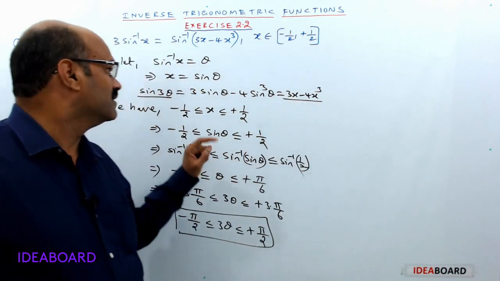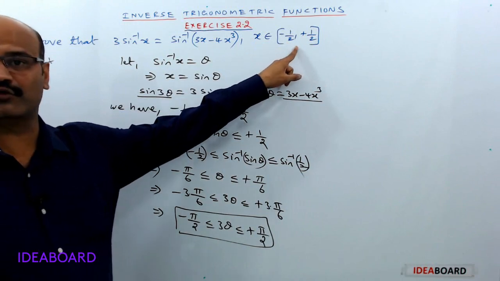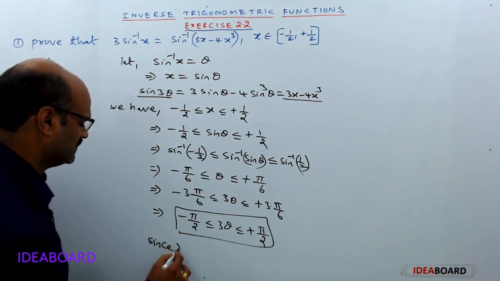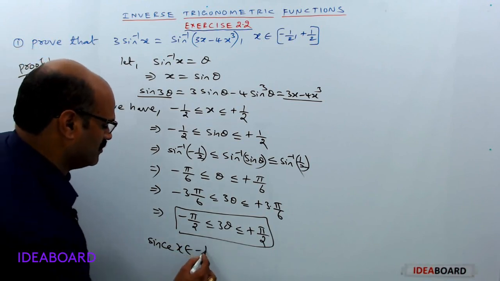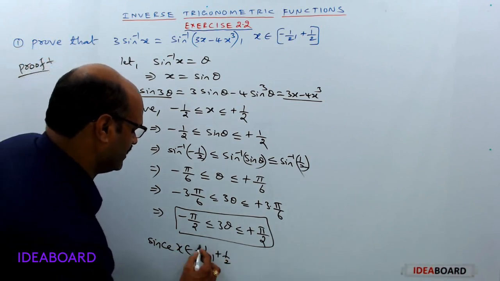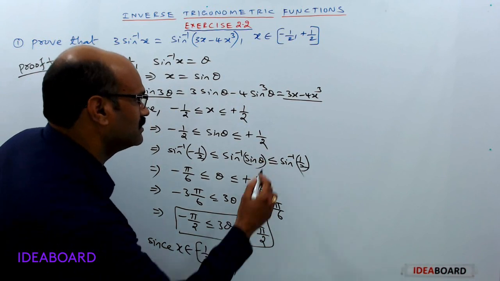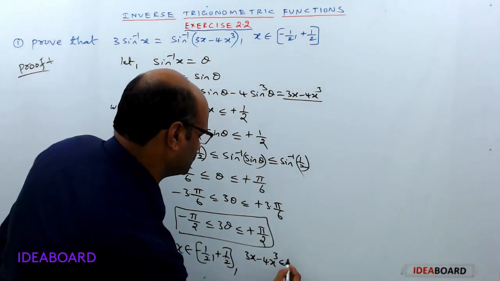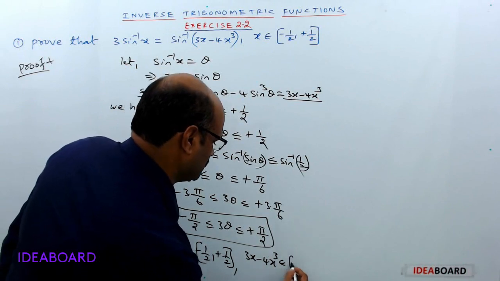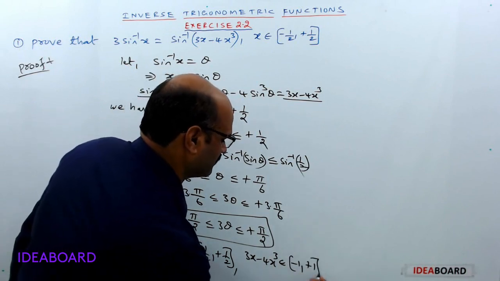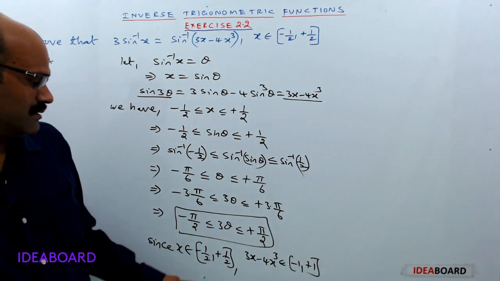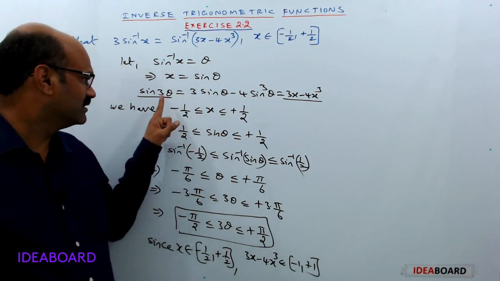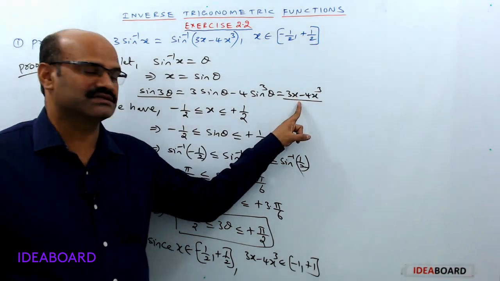Now we have to verify whether 3x minus 4x cube lies in the closed interval minus 1 to plus 1 or not, when x belongs to minus 1 by 2 to plus 1 by 2. Since x belongs to minus 1 by 2 to plus 1 by 2, 3x minus 4x cube belongs to minus 1 to plus 1. From these two conditions, we say that the inverse of this function exists.